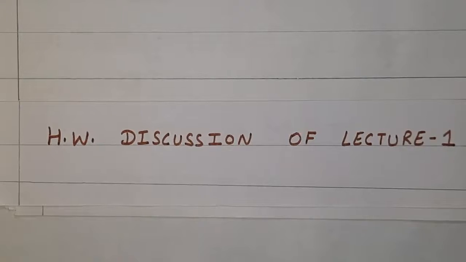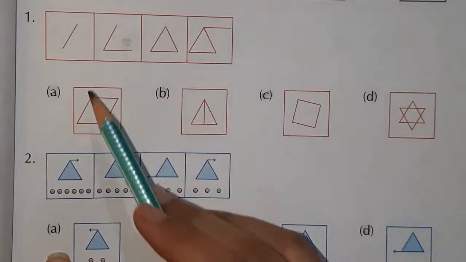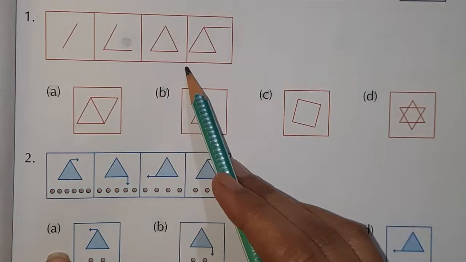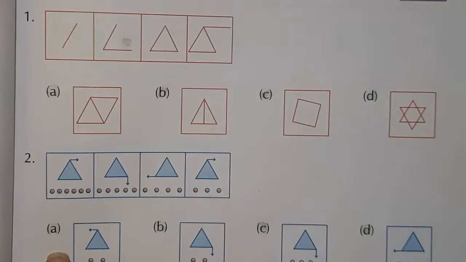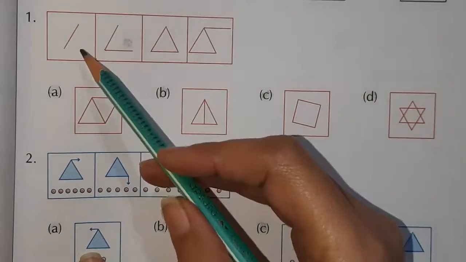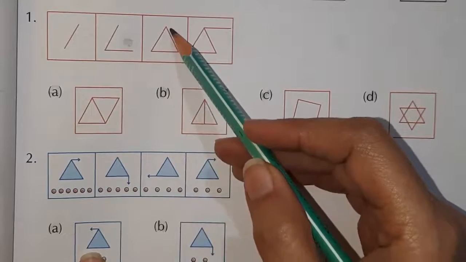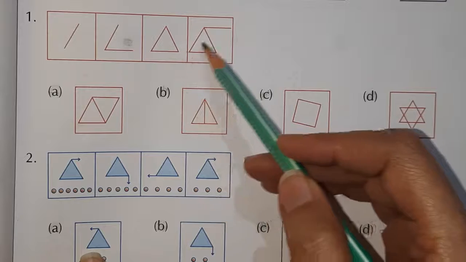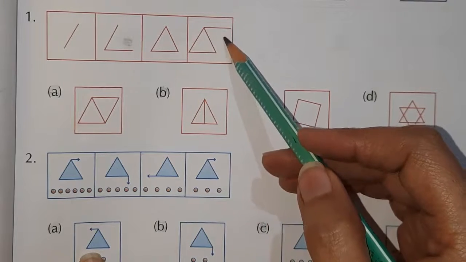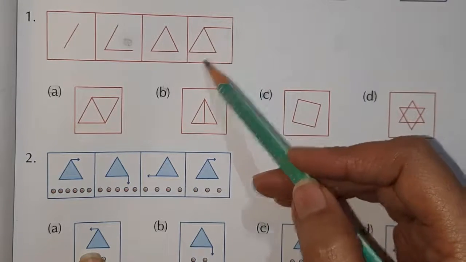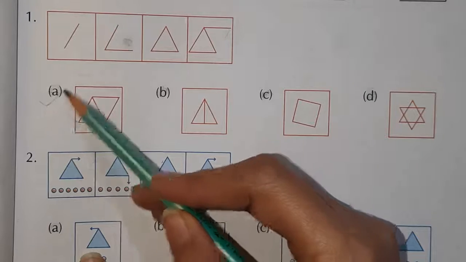Now it's time to do the homework discussion of lecture 1. Look here, the first question was given to you. The question was to complete the series. 1 line, then 2 lines. With the third line it is a triangle. Now the fourth line, fifth line will be like this. So we will get the figure A.